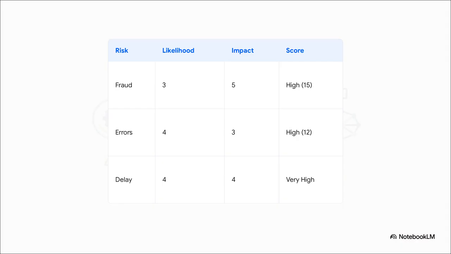First, the team maps out the claims process and scores the inherent risk. And wow, the raw danger is completely off the charts. Without effective safety nets, fraudulent claims score 15, which is categorized as high. Processing errors hit a 12, also high. And the risk of settlement delays? That's sitting at very high. Basically, they are incredibly vulnerable.